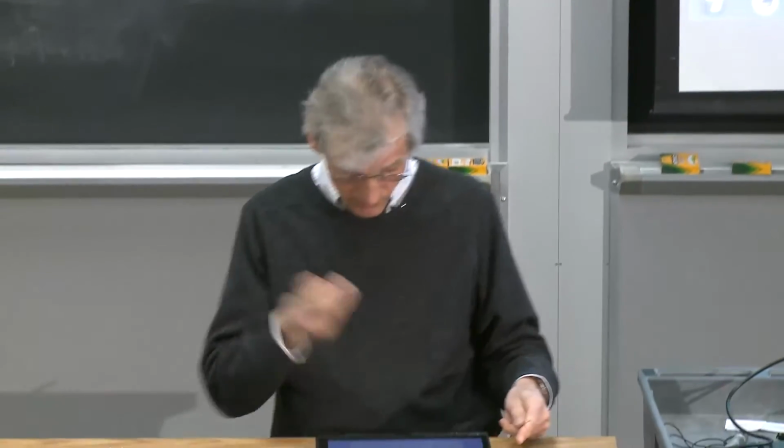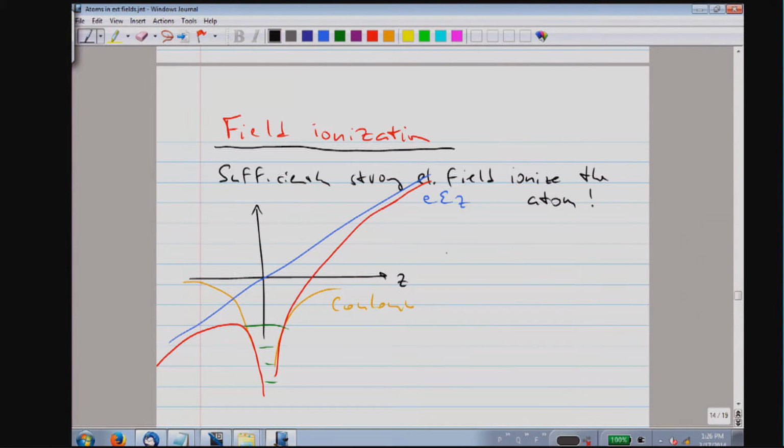Okay, so the total potential is the Coulomb potential plus the electric potential.